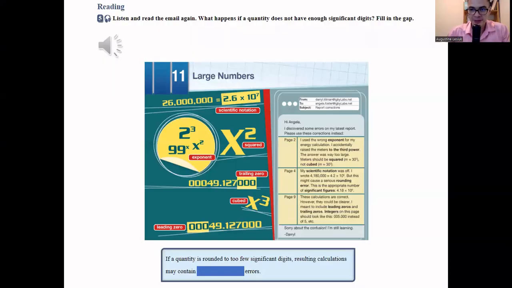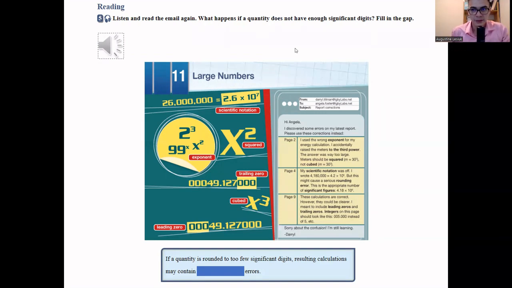For the first listening segment of this unit, I want you to listen to the audio clip of the passage we've been using so far. After you listen to the audio clip, I want you to fill in the blank of the sentence down here. If a quantity is rounded to too few significant digits, resulting calculations may contain blank errors. So listen to the audio clip, pause the video, fill in the blank yourself, and once you're done, resume the video and we'll go through the answers together.